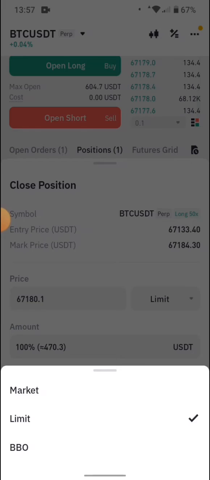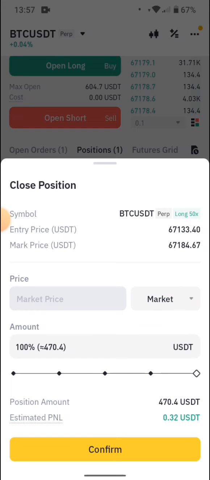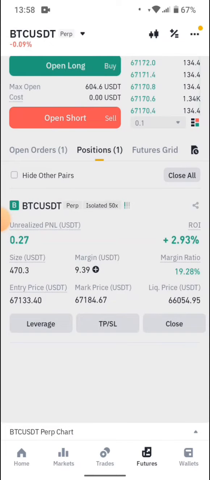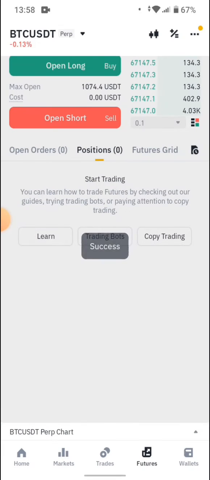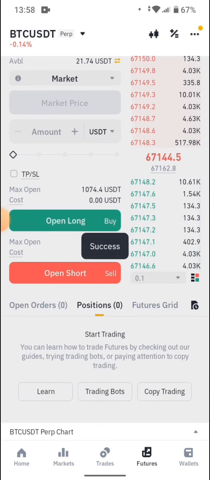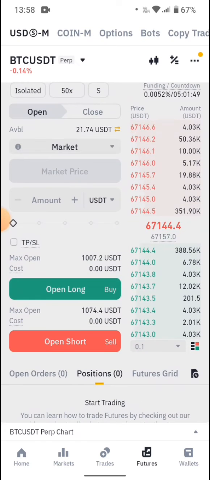So for this case, we are going to close our trade. Okay, we are in profit. Just look, we are in profit. So now we tap close and we tap close. So you see our position has been closed.